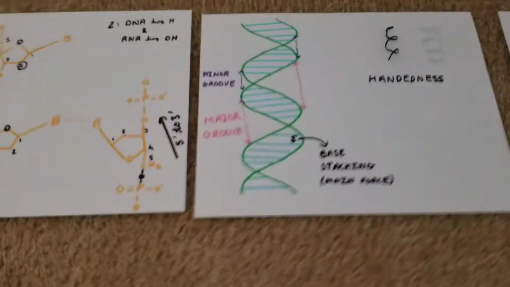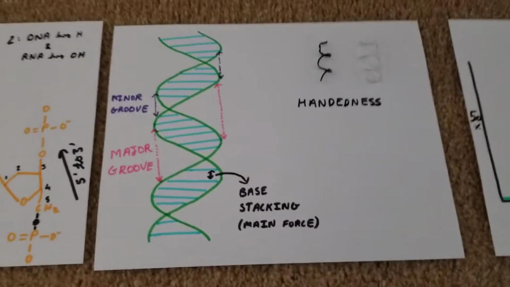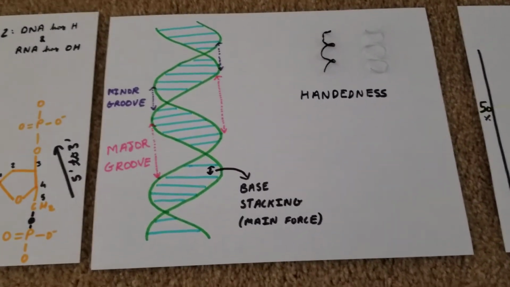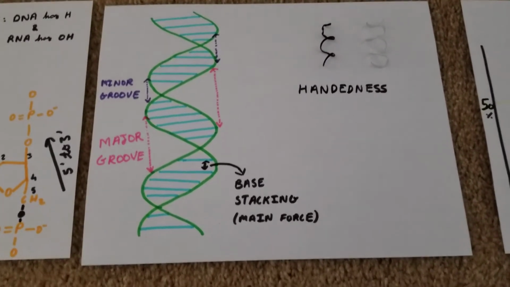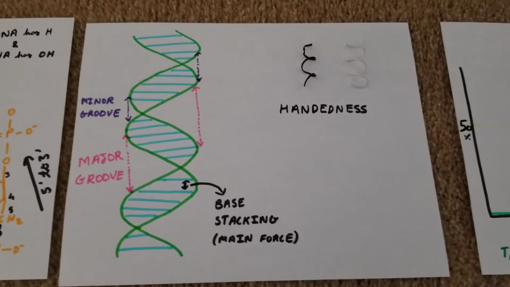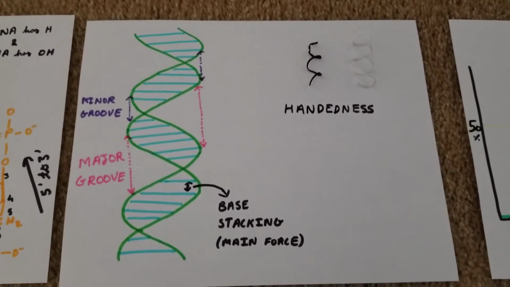The next major concept is the major stabilizing force in DNA. We know the hydrogen bonds are weak, so what keeps DNA together? It is the van der Waals forces between bases contributing to base stacking. Rather than the horizontal bonds, it is more so the vertical attraction that keeps the DNA together.